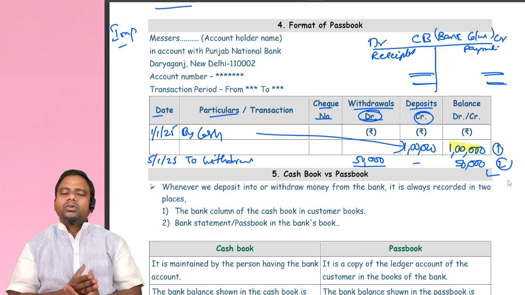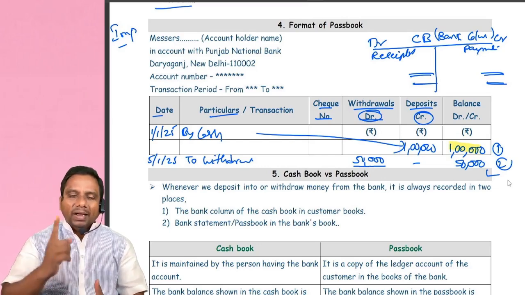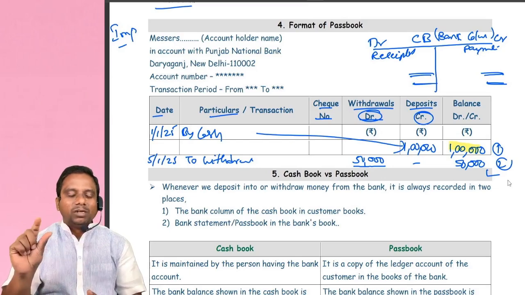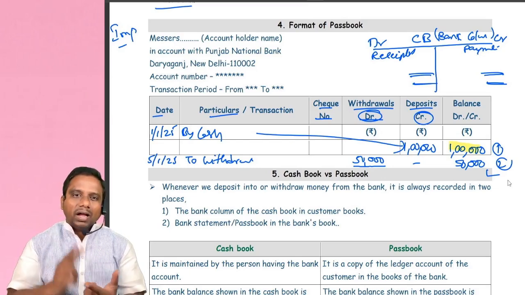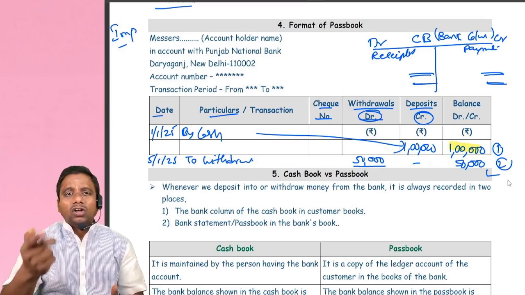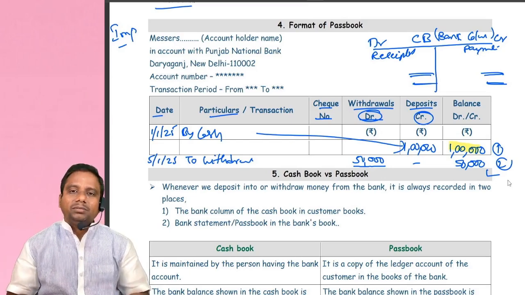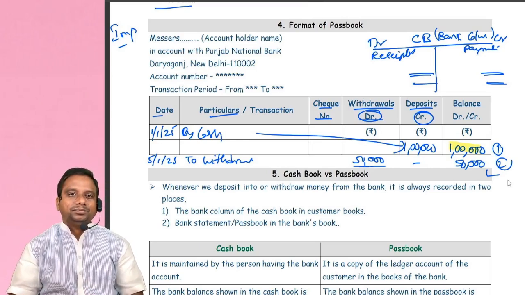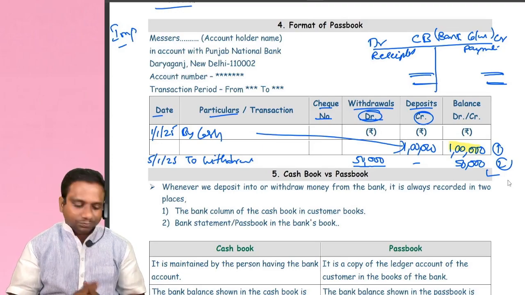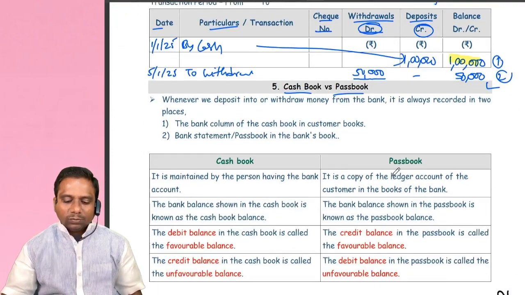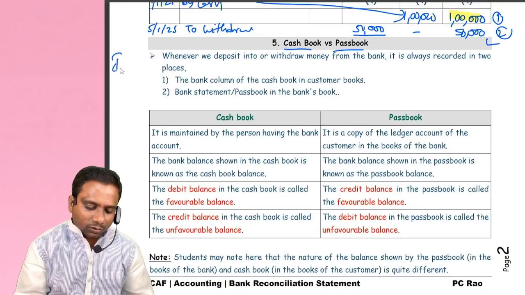So tell me, what is the thumb rule here? The bank maintains the customer account not in a T-shape format, but in a statement format. Second, the bank balances the customer account after every transaction. Clear? Yes, sir. Next one, cash book versus passbook. Cash book versus passbook, a very, very important concept, students.